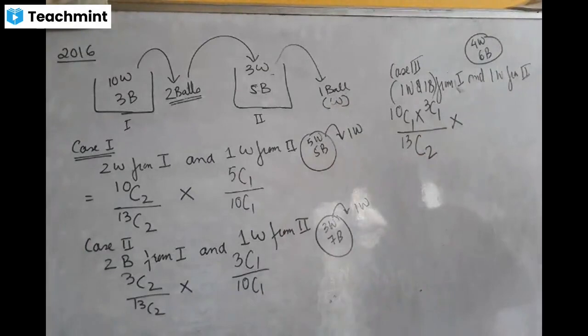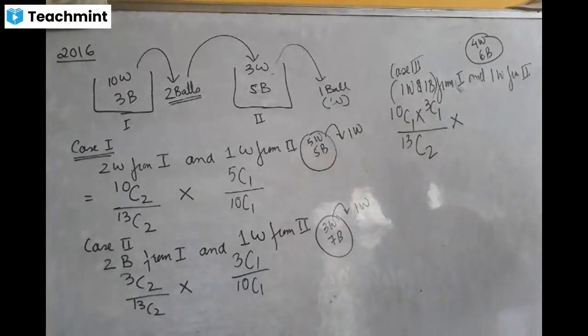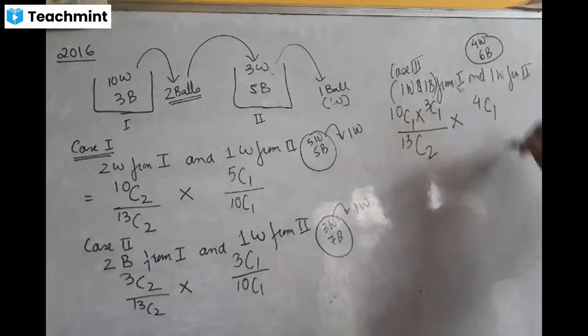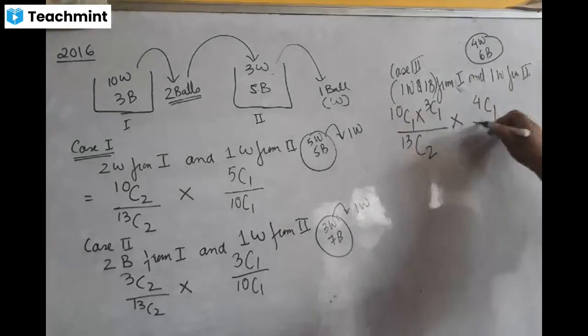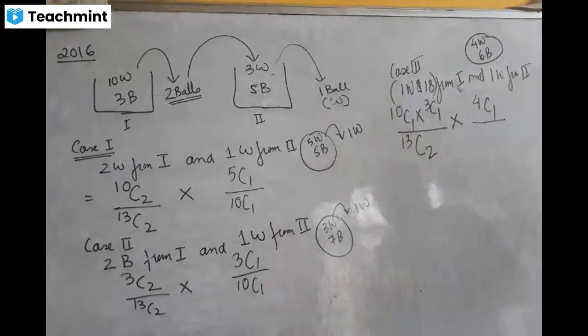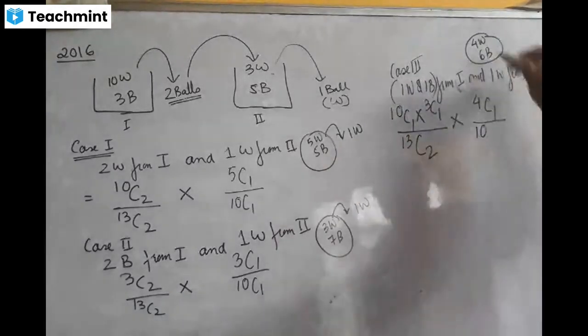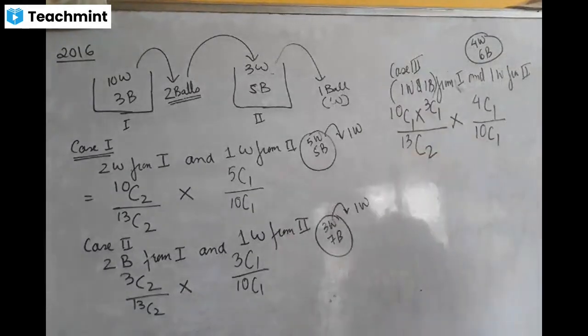How many white balls are there? 4. So out of 4, I have to choose one. 4C1 divided by total, 10. 6 plus 4 is 10. 10C1.